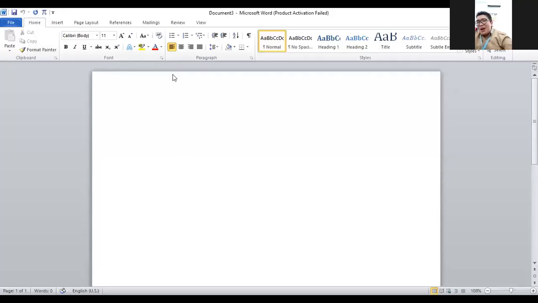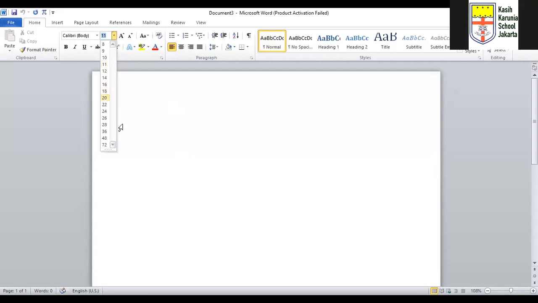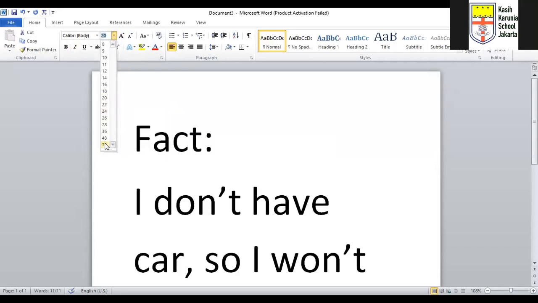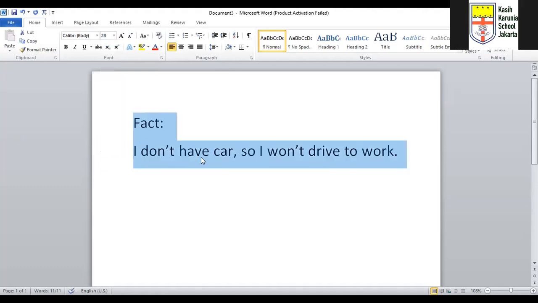Okay? If I own a car, I will drive to work. Faktanya apa? I don't have a car. Okay? Faktanya berbeda dengan angan-angan dia. This is the fact. I don't have a car. So I won't drive to work. Okay, so this is the fact which is different. Fakta yang berbeda dengan angan-angannya. Okay? All right.